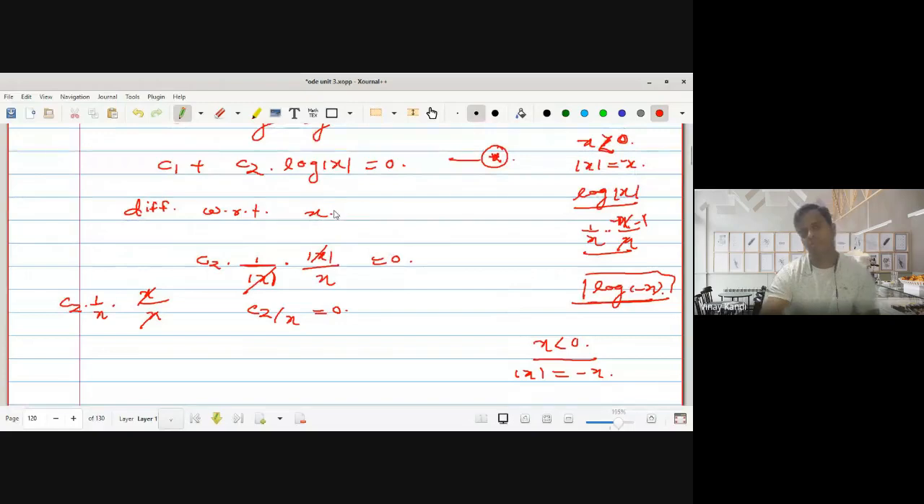Okay. log of mod x, log of minus x defined नाही आहे ना. Let's just use mod x. कसा करायला का मला हे 1 upon mod x into mod x upon x. समजते का काही?